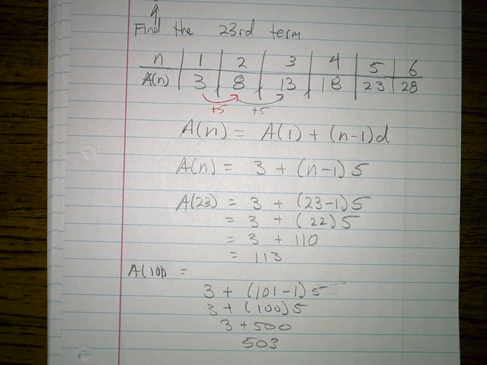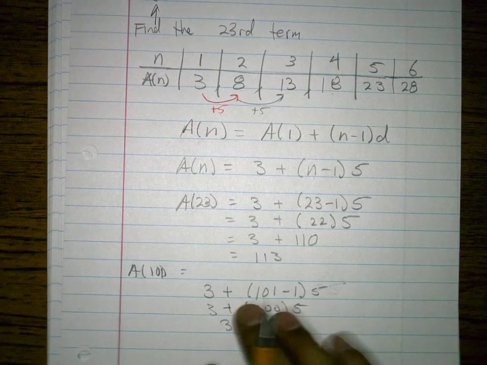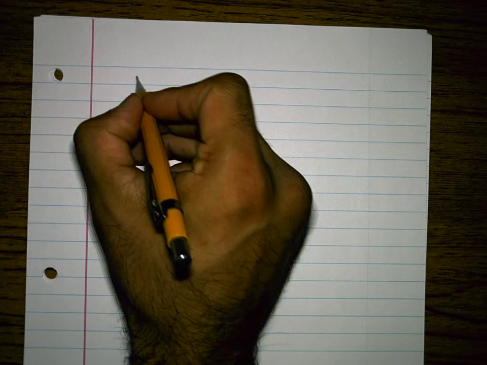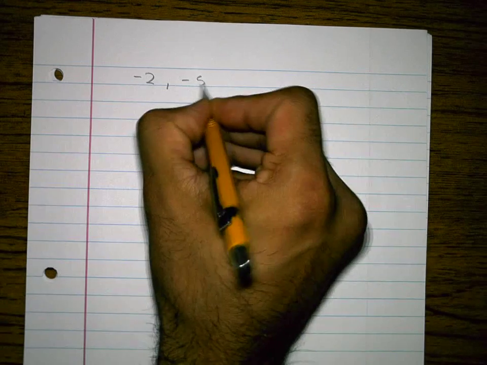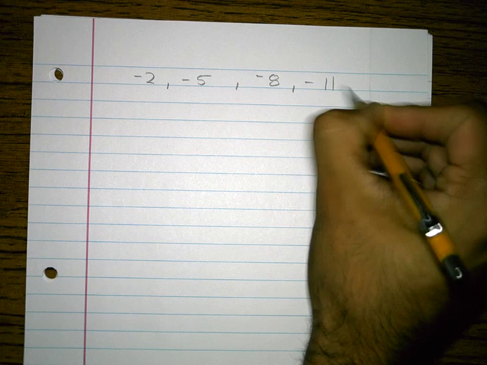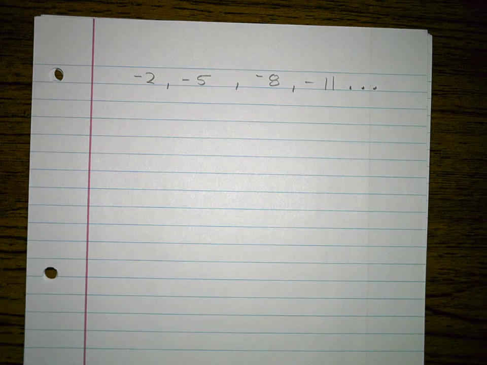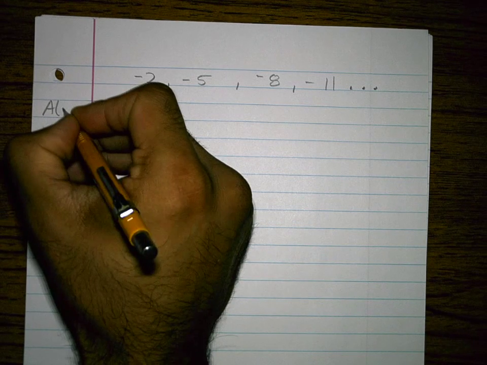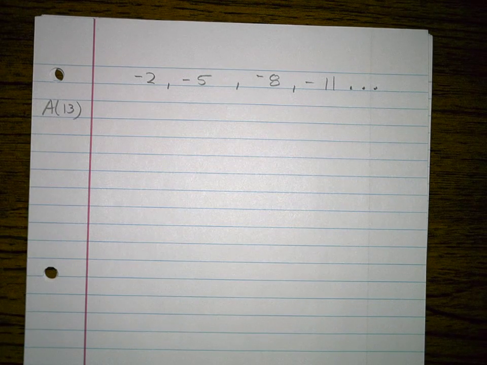So I can use this to find any term in the sequence. Let's do one more example with another sequence. So if I do -2, -5, -8, and -11, okay. So in this case, I'll just make one up here. I'm going to find a of 13. That's the one I'm going to go ahead and find after I get done.